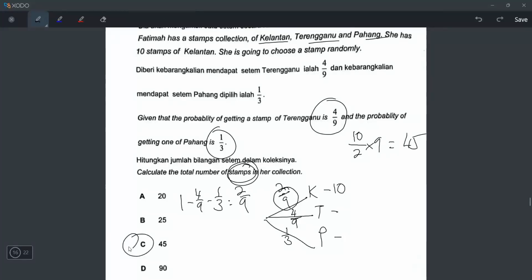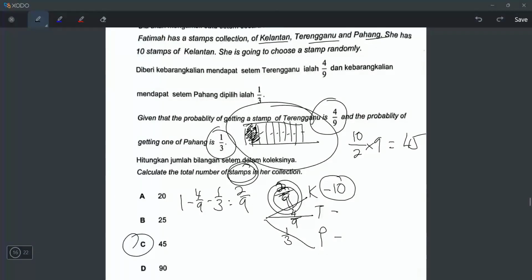Let me explain what I just did. Because we already know the probability is 2/9 and the Kelantan stamps are 10, it means out of the 9 parts, 1, 2, 3, 4, 5, 6, 7, 8, 9, the Kelantan stamps only occupy 2 parts. It's like 2 over 9. So if I want to know the total stamps, I take 10, divide by 2 to get 1 part, and then times 9. That's why I do it like this.